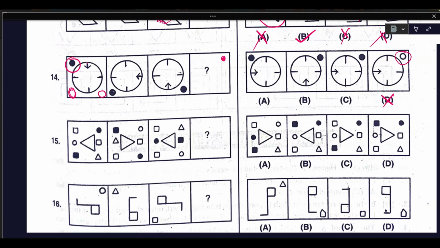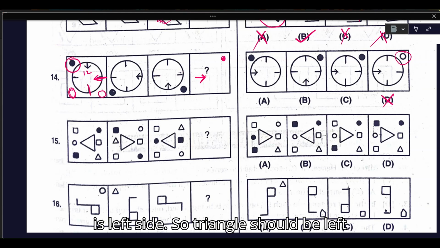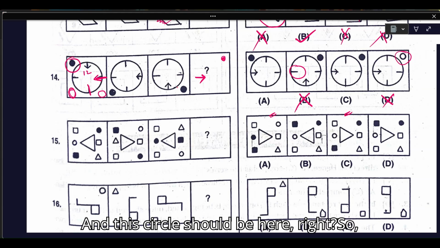And then look at this direction. This was at 12, and then it came to this right side, and then down, and obviously next one is left side. So triangle should be on the left side. So here there is no triangle, so we will be eliminating this B. And now we have A and C. Okay, and this circle should be here, right? But this circle is not here, so A is also eliminated. Finally correct answer is C.